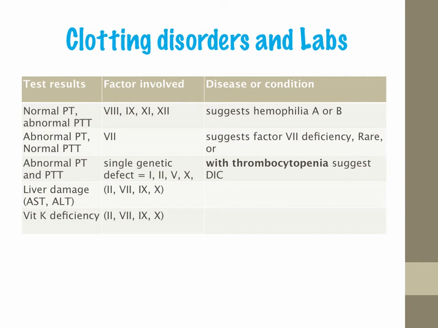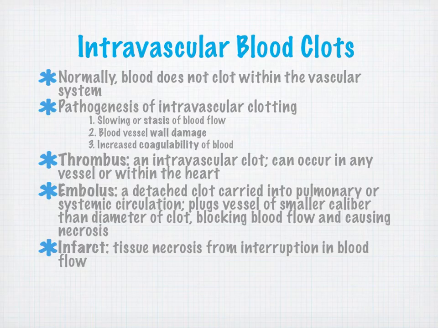So here's another slide of clotting disorders and labs. All right. And then the next slide is talking about intravascular blood clots. So normally blood doesn't clot within the vascular system. The pathogenesis of intravascular clotting, though, is slowing or stasis of blood flow. Then we have blood vessel wall damage that results in an increased coagulability of the blood.